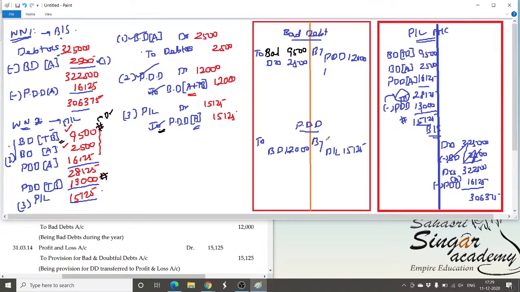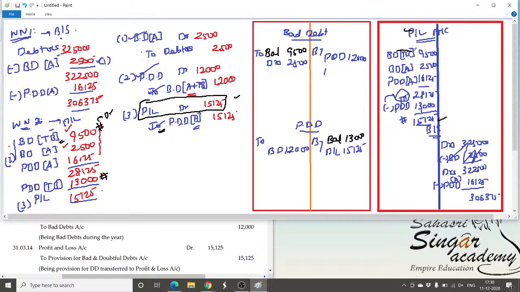Usually PDD in the trial balance appears in the credit side. So I am going to write the value in the credit side this way. Balance 13,000 rupees. That's all. Okay, so how will this appear in the P&L account? This 15,125 will be transferred to the P&L account. In the P&L account, we get 15,125.